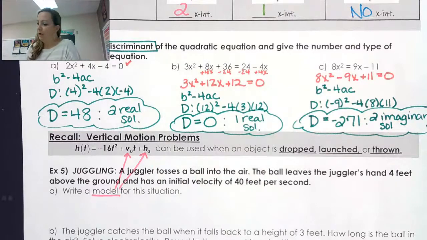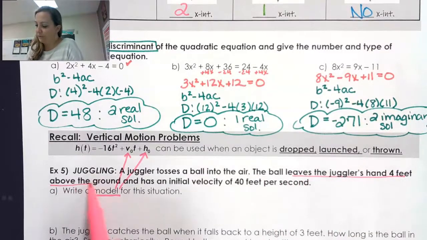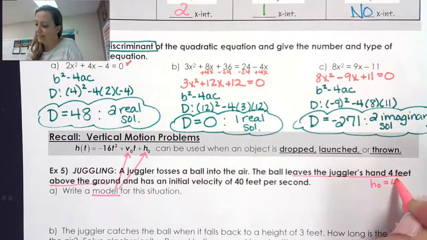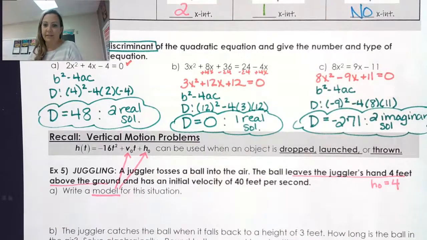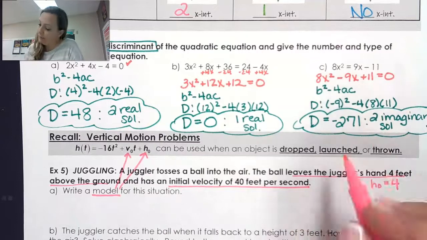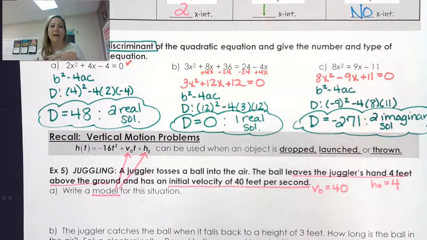So because the ball leaves the juggler's hand 4 feet above the ground, that tells us where it started. That tells me my starting height is going to be 4 feet. And this initial velocity of 40 feet per second tells me what my initial velocity is. And so in the model, all you're doing is you're putting those two things in.